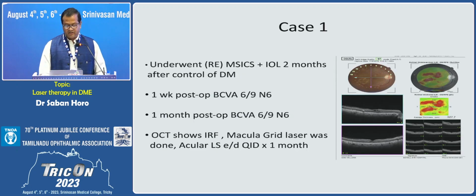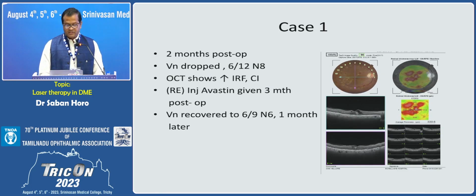He underwent manual small incision cataract surgery after control of sugars, and at 1 week and 1 month post-op vision was 6/9 and 6/6. But the OCT showed intraretinal fluid involving the center, and macular grid was given. Eye drops were started for a month. At 2 months post-op, his vision dropped to 6/12 and 6/8, and OCT showed an increase in intraretinal fluid, which involved the center again. So injection Avastin was given 3 months after the cataract surgery, and the vision recovered to 6/9 and 6/6 1 month after Avastin.